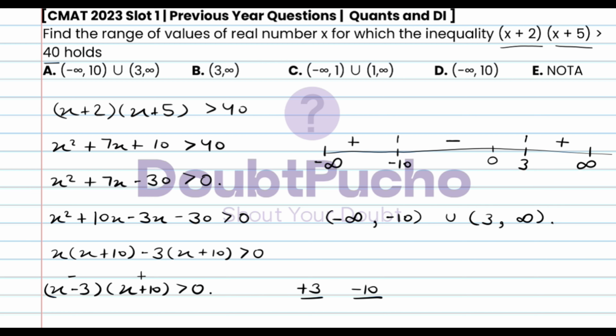But if we can see A, B, C, D इनमें से किसी भी ऑप्शन के अंदर ये आंसर नहीं है. In A we have minus infinity to positive 10, but our answer is coming as minus infinity to minus 10. So A भी हमारा आंसर नहीं होगा. Hence we can say कि E is our only correct option. So NOTA is the correct answer for this question.